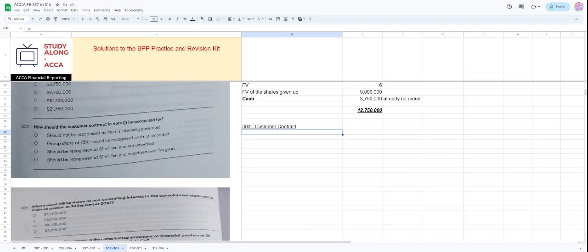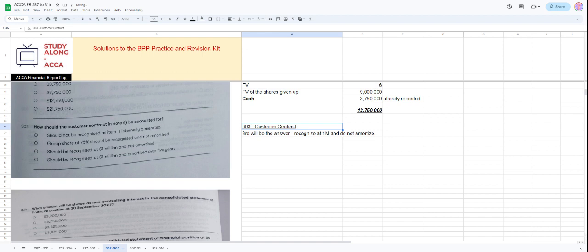Fourth one is also incorrect. It says should be recognized at 1 million, amortized over 5 years. No, it is nothing like that, that it will be amortized for 5 years. So third will be the answer. What does it say? Recognize at 1 million and do not amortize. Okay. All right. What is 304 asking?